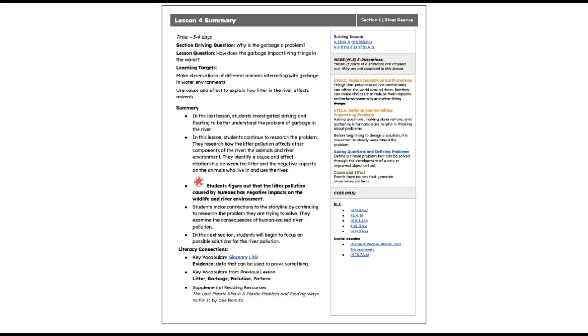There are several opportunities for ELA and social studies cross-curricular connections throughout the lesson. You can look for specific standard connections in the Unit 4 Teacher Guide. This lesson will take approximately 3 to 4 days to complete.